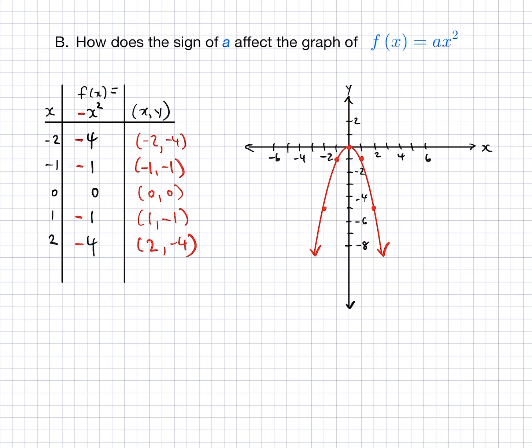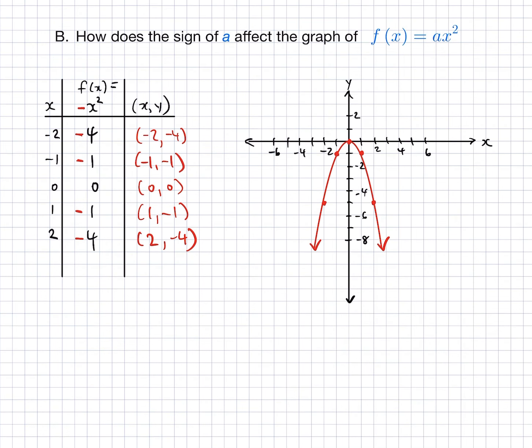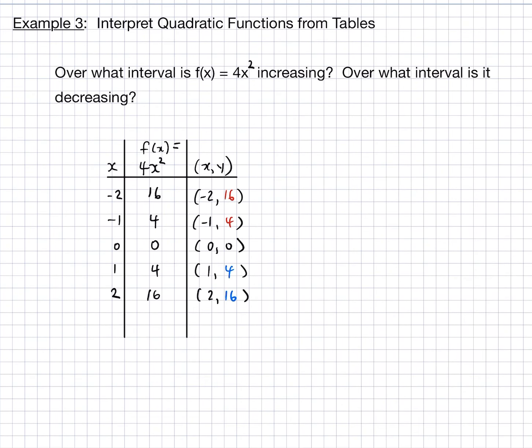So what can we conclude? Well, when we put a negative sign in front of the function, right? So if a is negative, then we know that the parabola is going to be upside down or face downwards. Okay, so that is the effect of a negative sign. All right, let's move on to example 3.